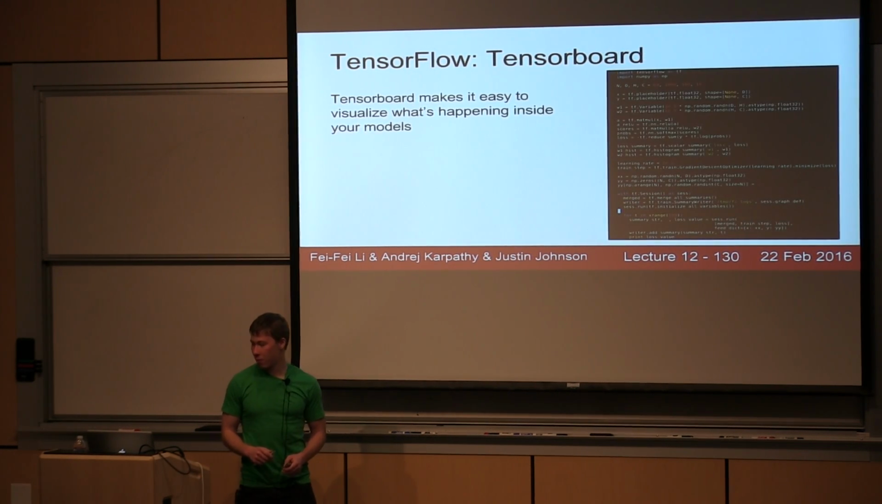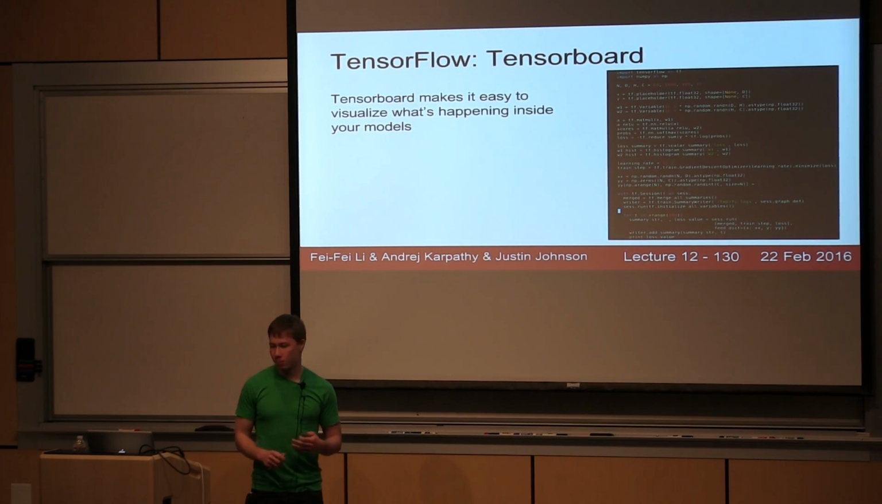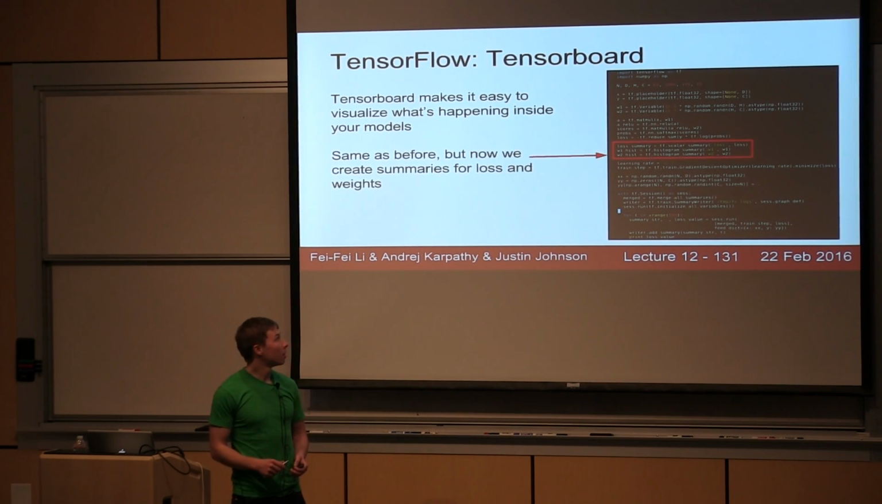One of the really cool things about TensorFlow is this thing called TensorBoard that lets you easily visualize what's going on in your network. Here is pretty much the same code that we had before, except we've added these 3 little lines. Hopefully you can see it. If not, you'll have to trust me. Here we're computing a scalar summary of the loss, and that's giving us a new symbolic variable called loss summary. And we're computing a histogram summary of the weight matrices W1 and W2.